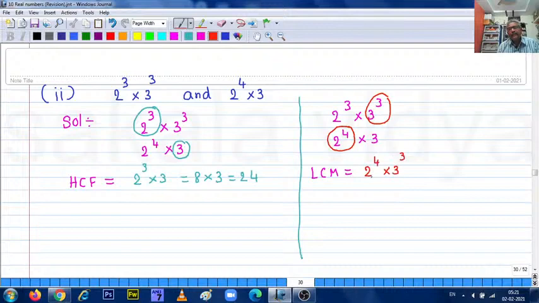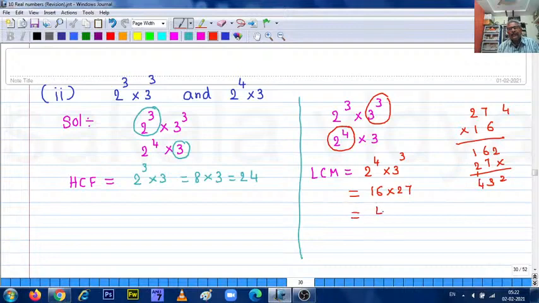2 power 4 is equal to 2 into 2 into 2, 4 times. That is 16. 3 cube is equal to 3 into 3 into 3, 27. So 27 into 16. 6 7s are 42. 6 2s are 12. 12 into 4 is 16, 2. Next 27, adding 2. 7 plus 3 is 13. 1 4. 432. So 432 is the LCM. HCF is 24. LCM is 432.